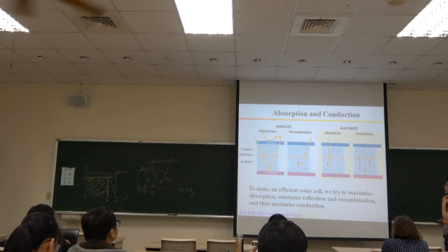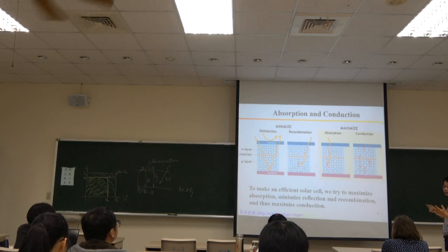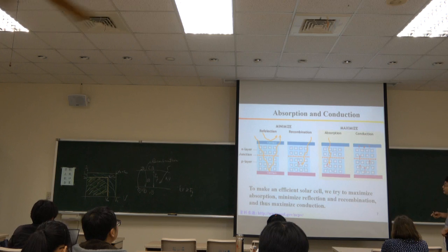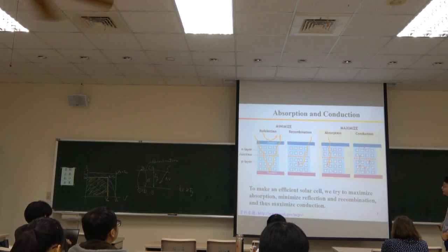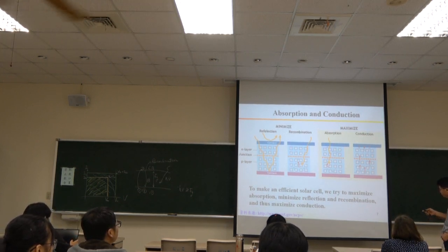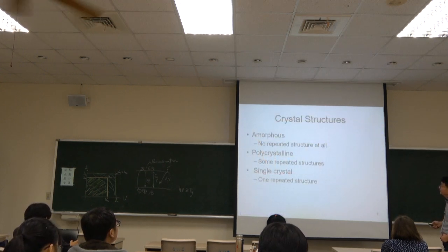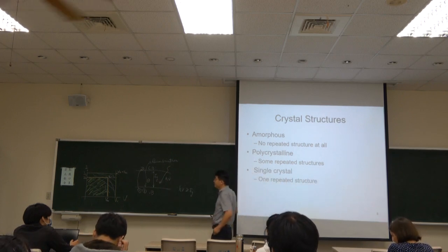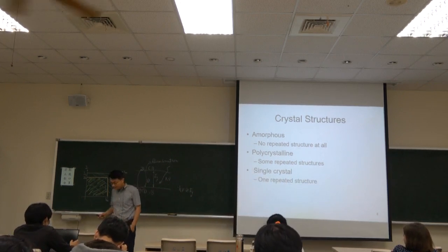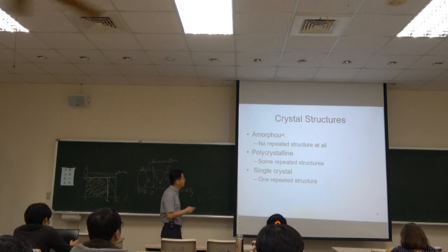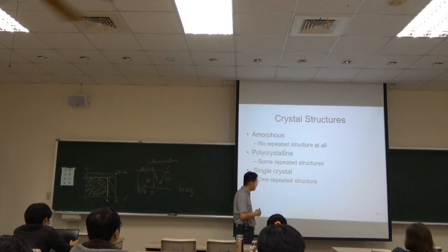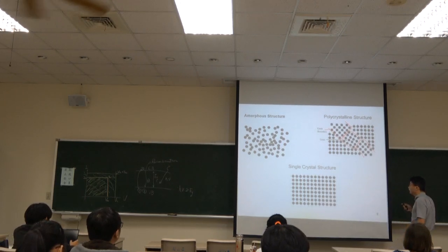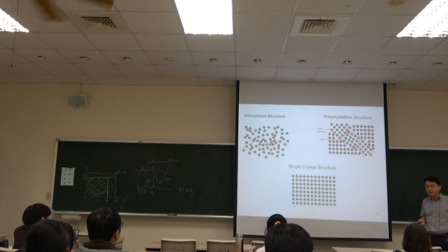And also conduction. Conduction means the carrier can move in the materials, which have higher conductivity, for example. So accordingly, for the silicon solar cell, we have three types: amorphous, polycrystal, and single crystal. For these, there's a significant difference.